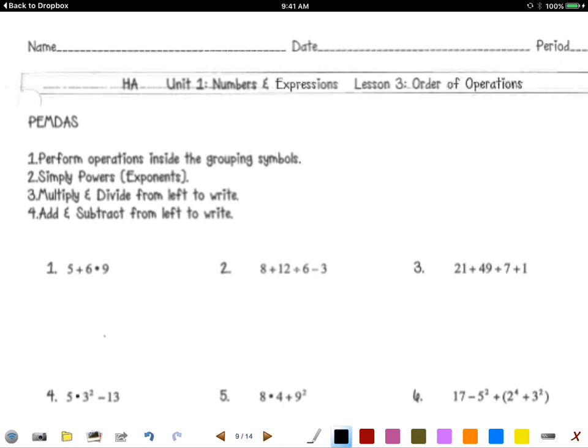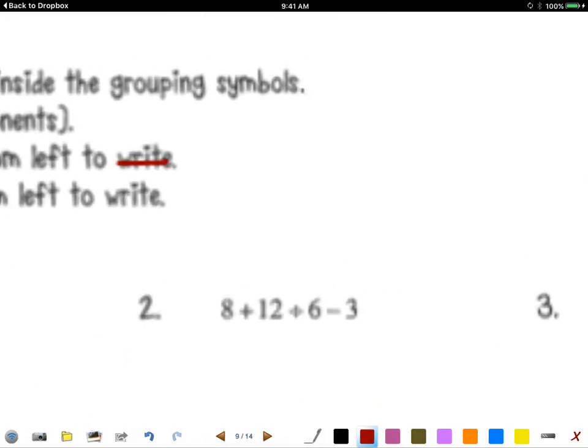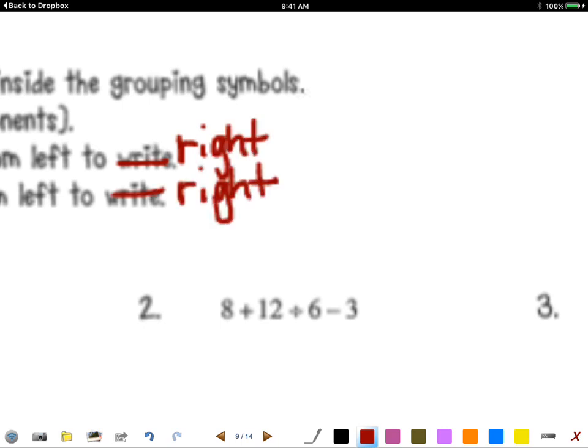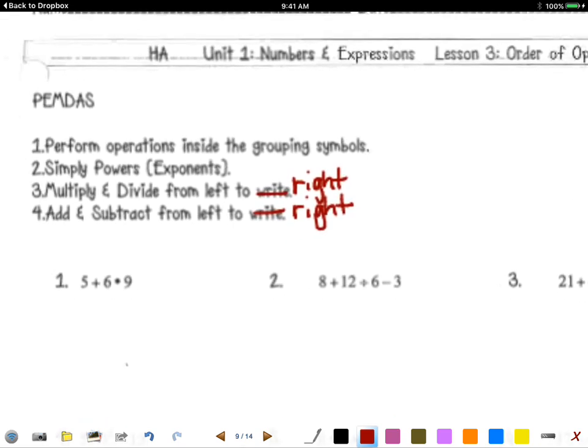Today's lesson is on order of operations, and yes, we have a typo right here. Sorry about that. From left to right. Okay. Now, order of operations, you've seen PEMDAS before.